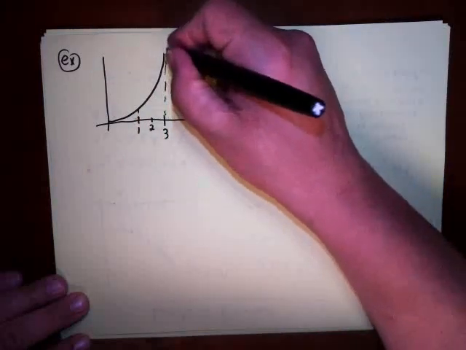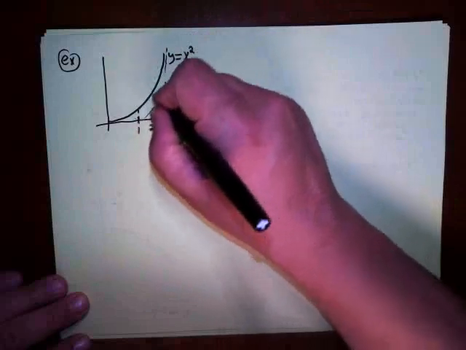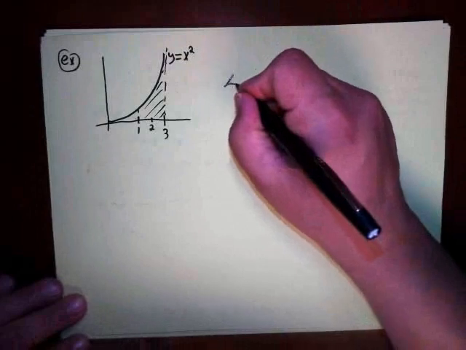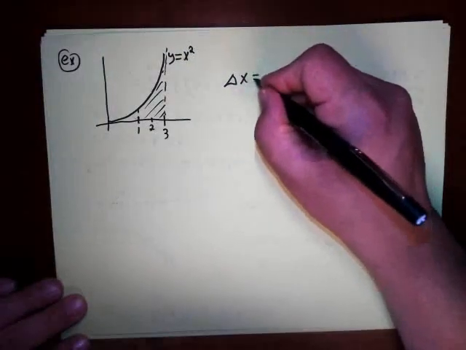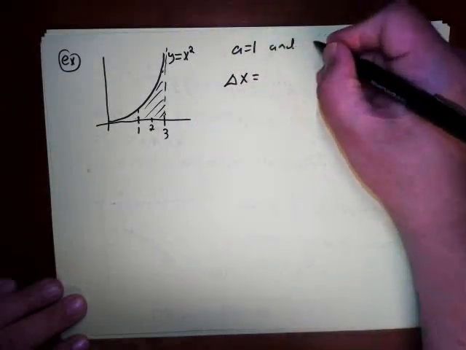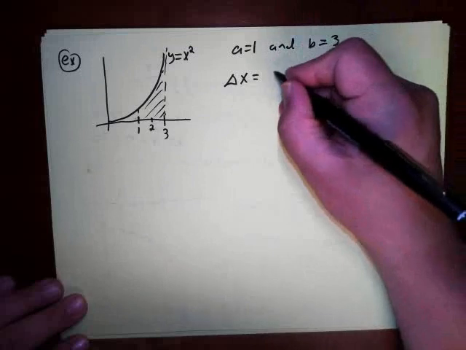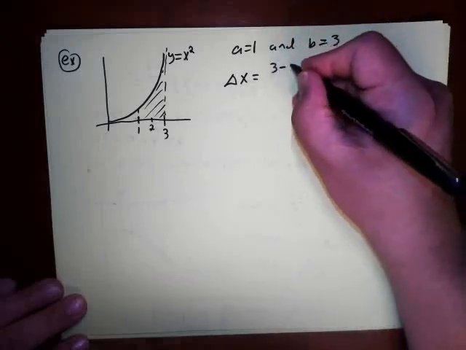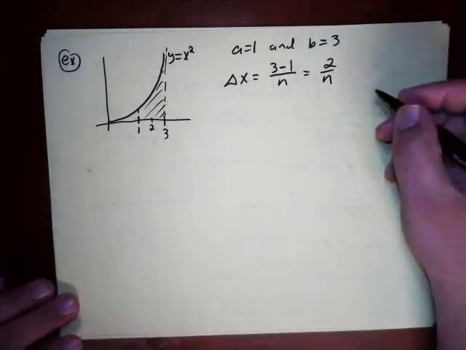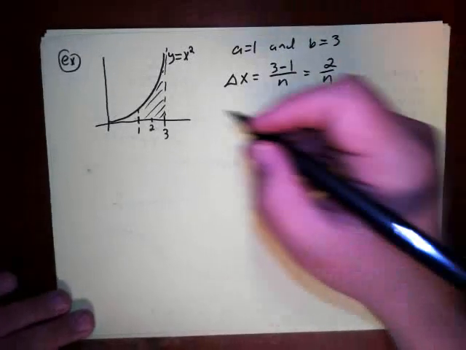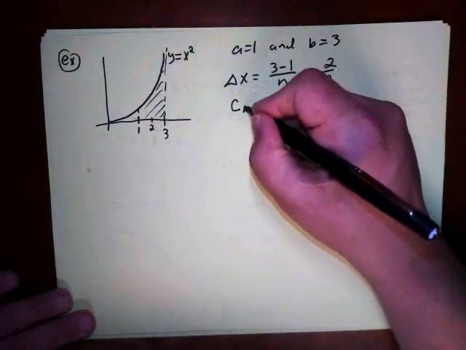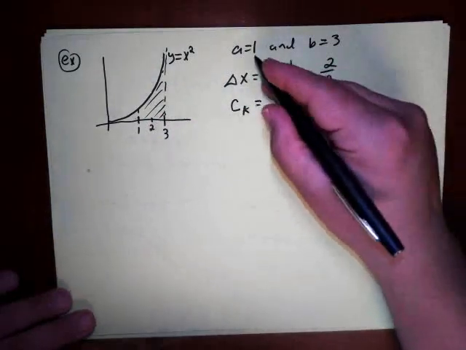Right? And we found the area underneath the curve here from 1 to 3. Okay? So my delta x here is going to be, my a is equal to 1, and my b is equal to 3. So my delta x is going to be 3 minus 1 over n. So my delta x is just 2 over n. Okay, and what we're going to do is pick the right endpoint of each interval, and that's your ck. And so my a is 1.